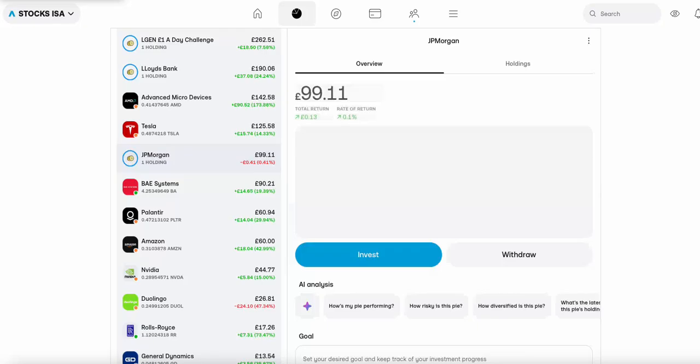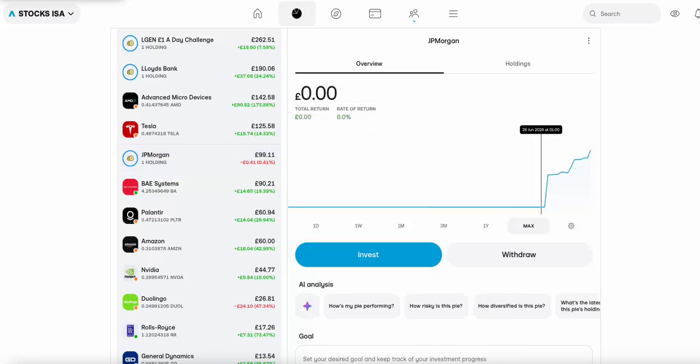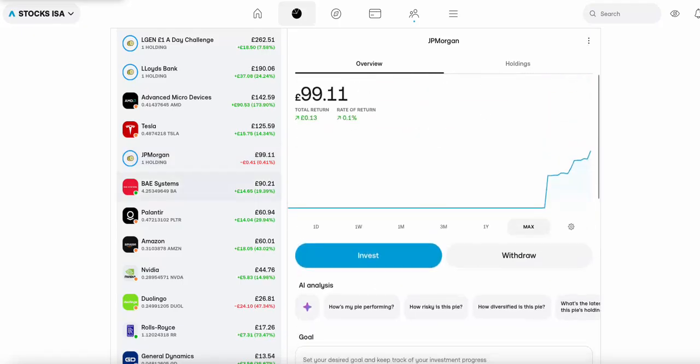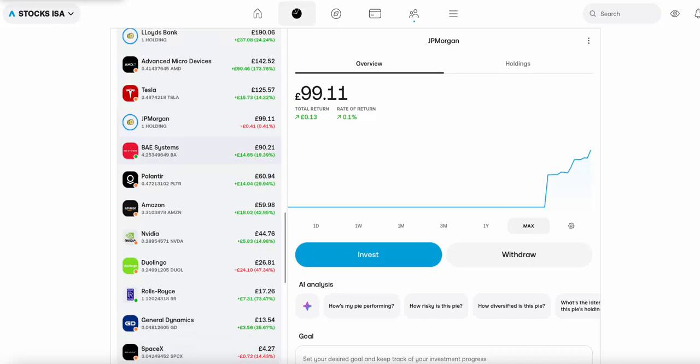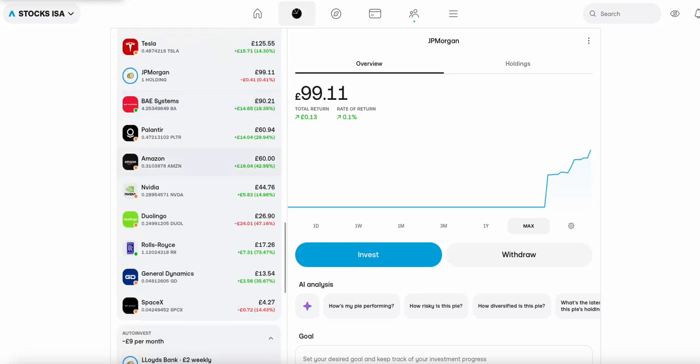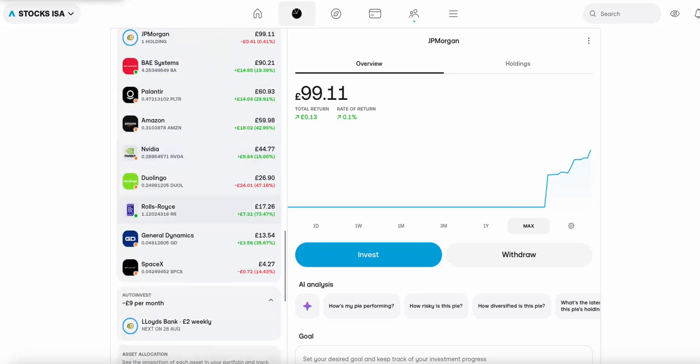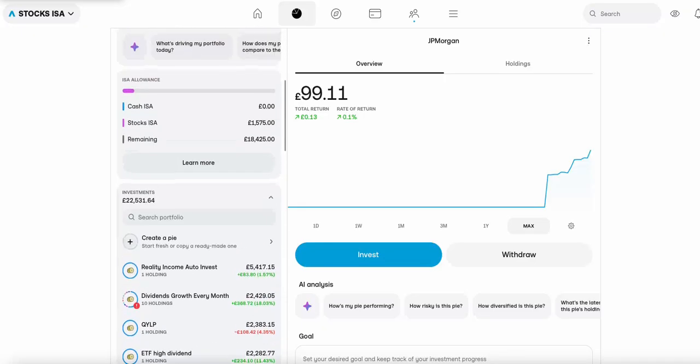JP Morgan, this is kind of a new one, as you can see here. Not long, only just started investing into it. This is another stock I'm looking to build going forward. BAE Systems, I bought a couple of defense stocks when the world went mad. Currently up £14. Amazon, £18. So that's all my stocks right there.